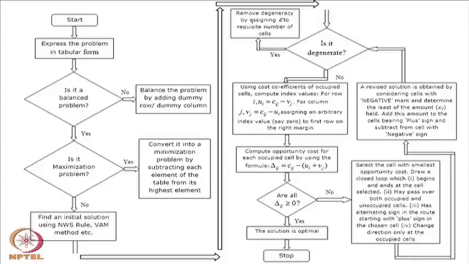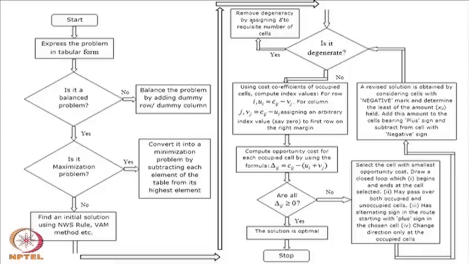You see the flow chart over here now. Let us start from the original problem. Express the problem in the tabular form, whatever form you have already seen. Is it a balanced problem? A balanced problem means total availability and total demand should be equal. If it is not balanced, then we can make it a balanced problem by adding a dummy row or a dummy column to it, and then from here we come to the next step, that is, find the initial solution.